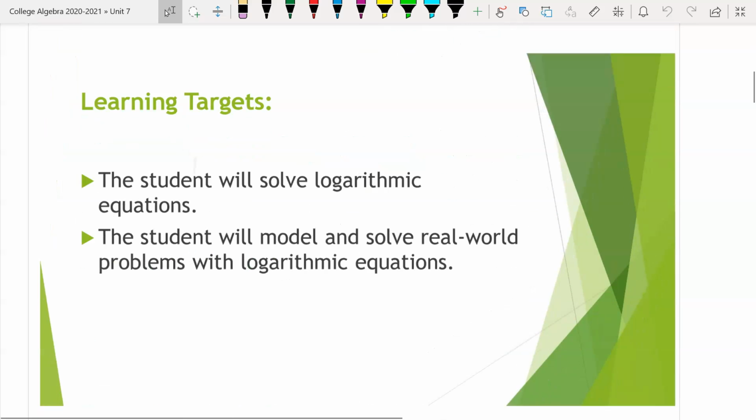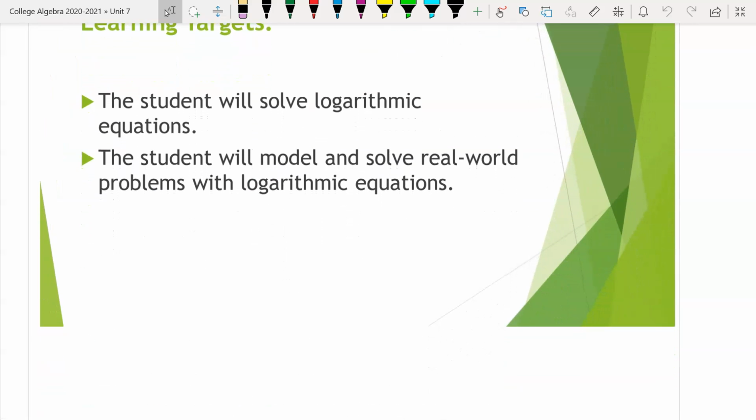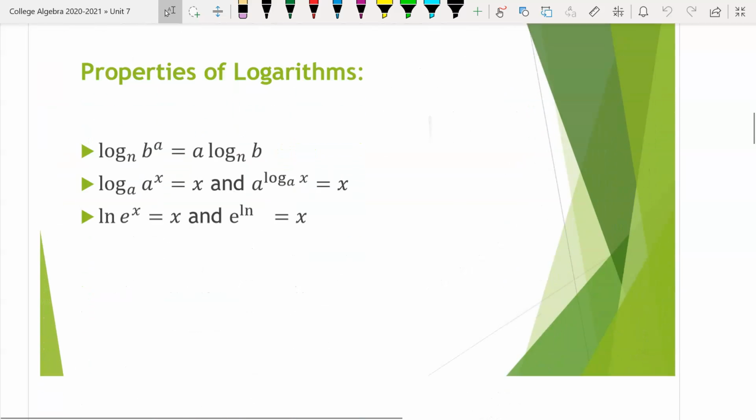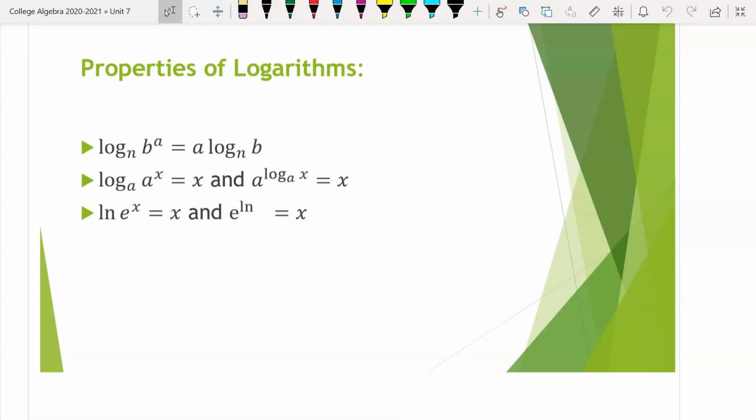Alright, so when we do this, we're going to model and solve real world problems with log equations. We're also going to solve just straight up log equations. So, properties of logs, if you guys remember, if it has an exponent, the exponent goes out front, if it's on the base.